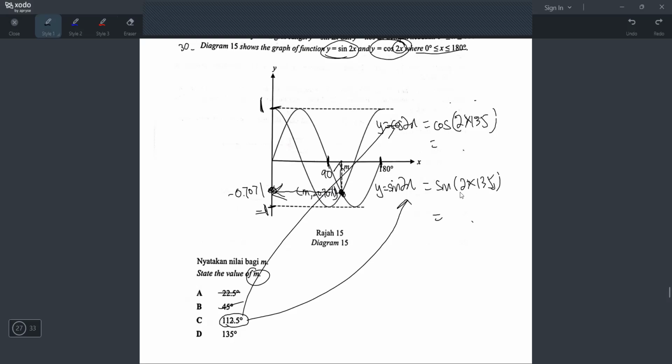You don't have to press both actually. Just change one of them only. Right? Because this point passes through both graphs. That's why you change either one, also can already. But I will do both just to prove to you they will give you the same answer.